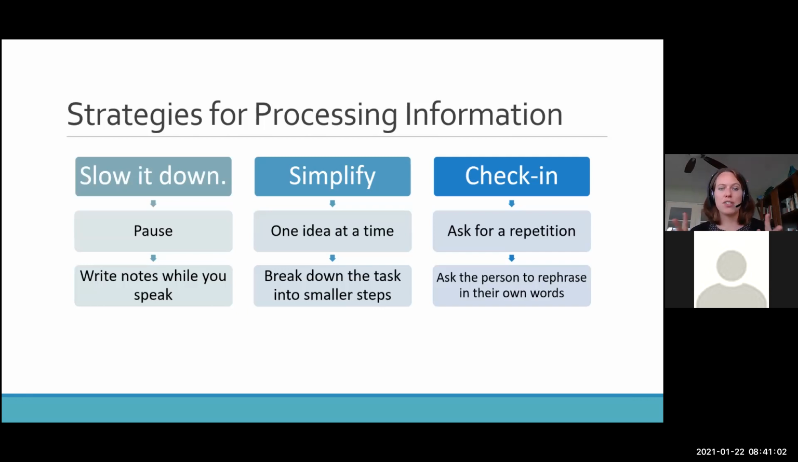So again, slow it down and simplify. Present one idea at a time, present the task and the instructions in smaller steps, giving time. I'm going to present step 1, I'm going to let you absorb that, show me, and then we're going to move to step 2, asking for repetition and for the person to rephrase it. So a lot of similar strategies from attention and communication.